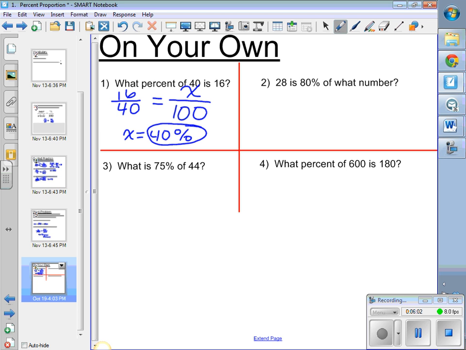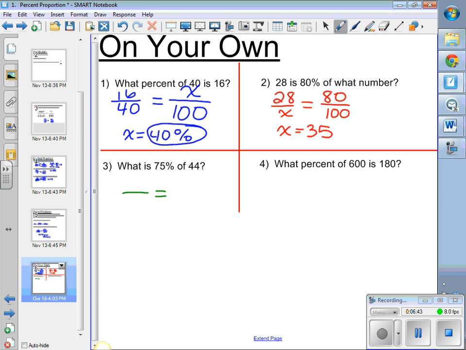Switch up colors a little bit here. 28 is 80% of what number? So 28 is the part, so it goes up top. So 28 times 100 divided by 80 is 35. So 35 is our whole. All right. What is 75% of 40?